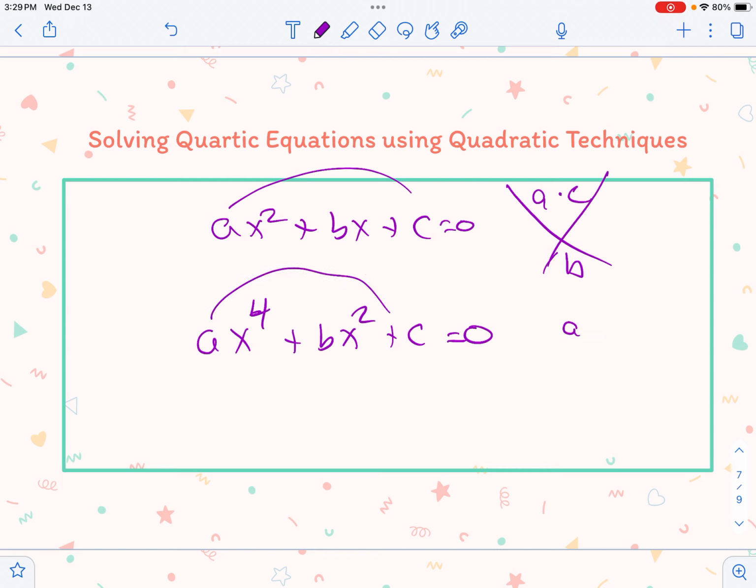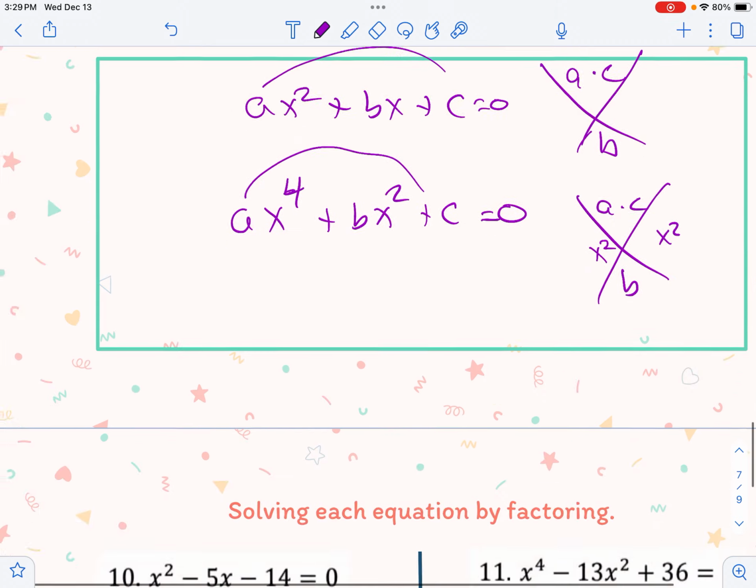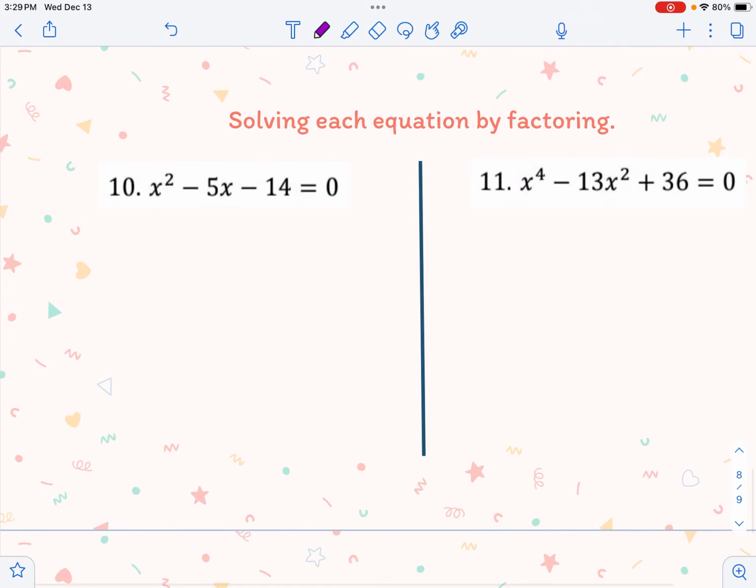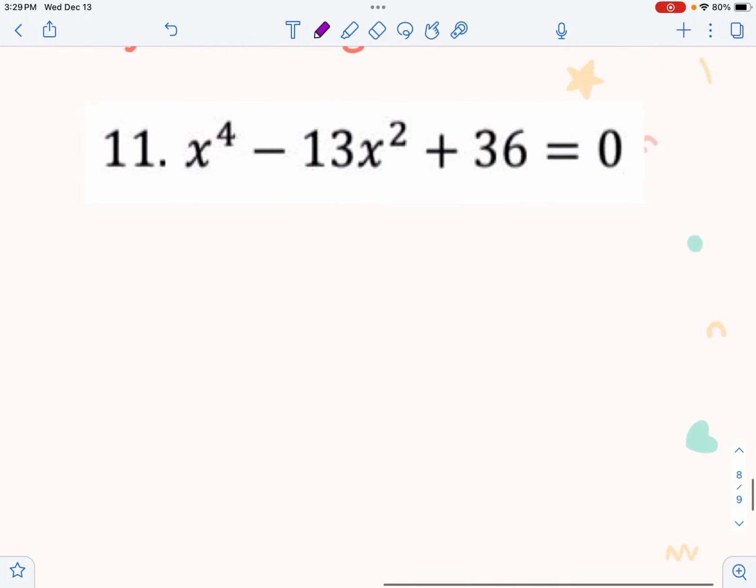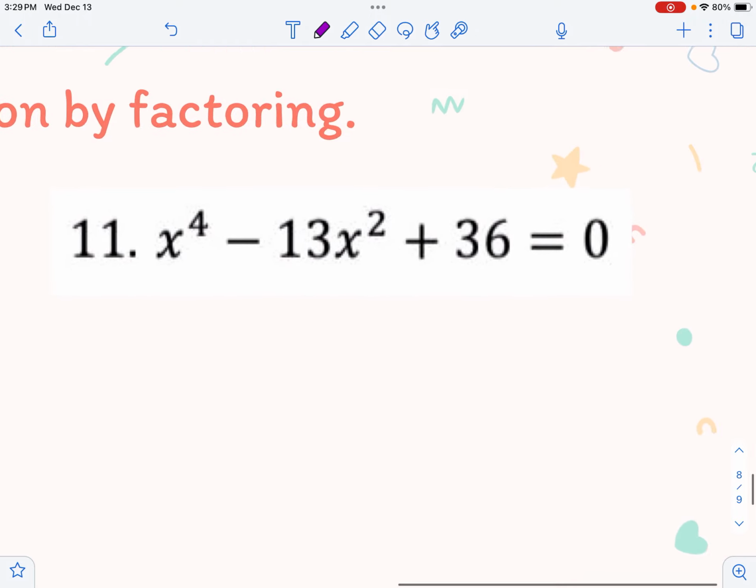And we're still doing the same thing. A times c, that little box method, or I'm sorry, x method, adds up to b. But now I'm going to get x squareds here instead of just x's. Okay, so let's jump right into this. We don't need to do this one. You guys can do that one. This is the new stuff. So let's do this one.